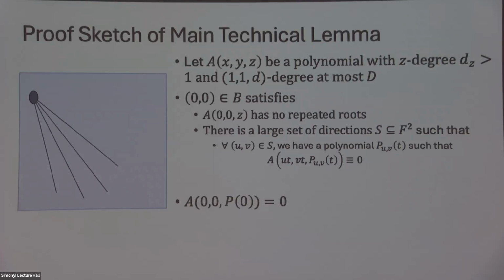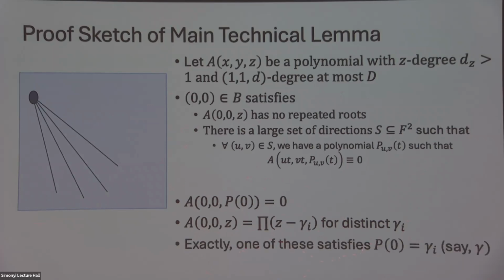So what do we have about this? Firstly, we have A(0,0,P0) is 0. And furthermore, A(0,0,Z) factorizes into distinct factors, possibly after going to some extension field, and these are distinct roots. This is what we have. So exactly one of these will satisfy that P0 is gamma_i, because we know what P0 is.